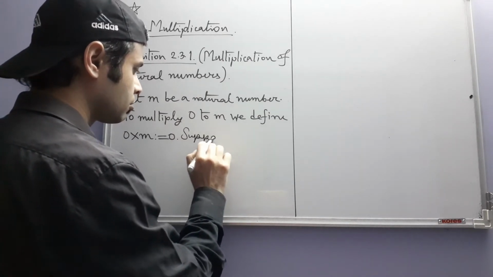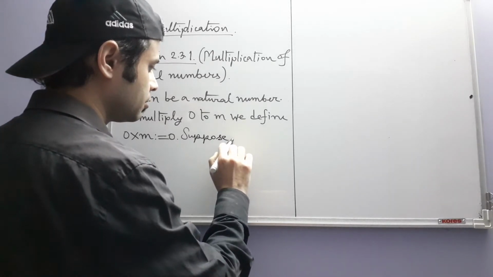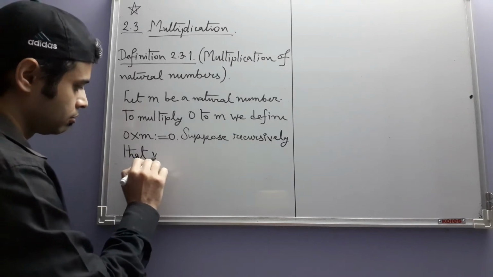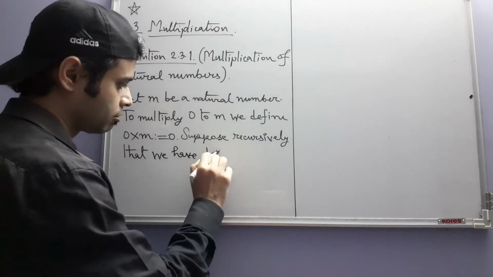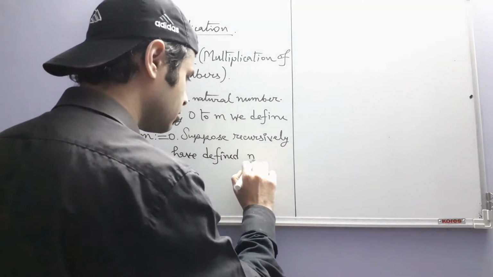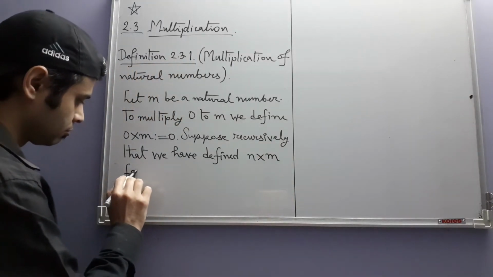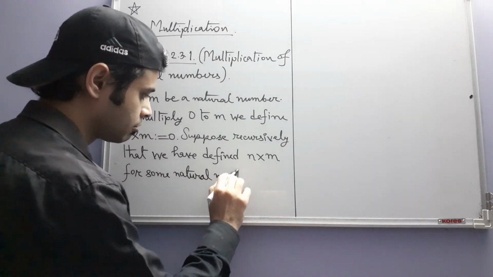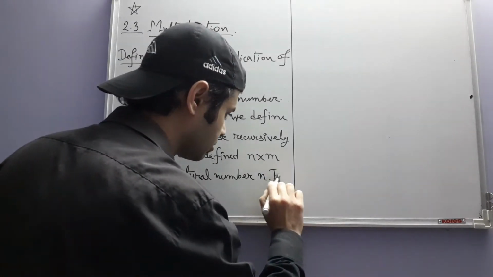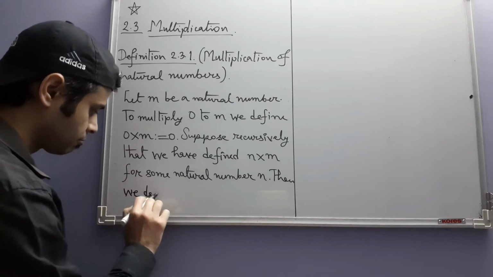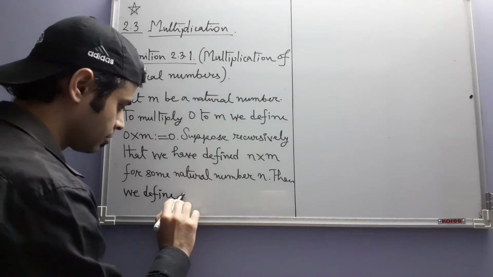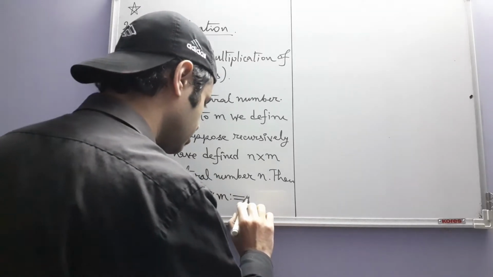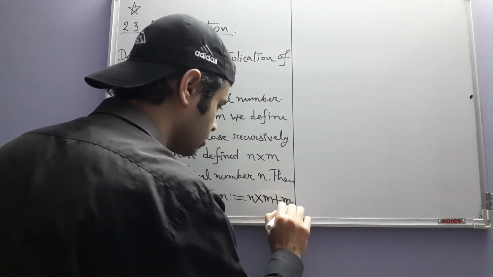Suppose recursively that we have defined n times m for some natural number n, then we define the successor of n cross m to be this: n cross m plus m.